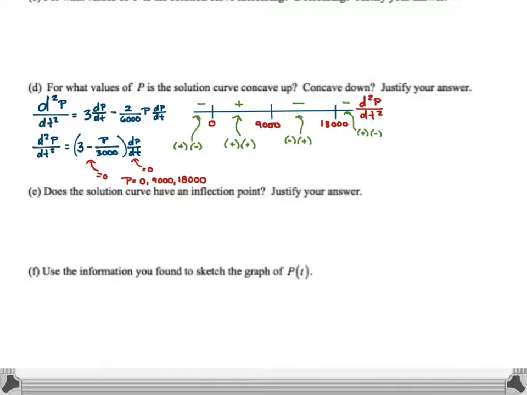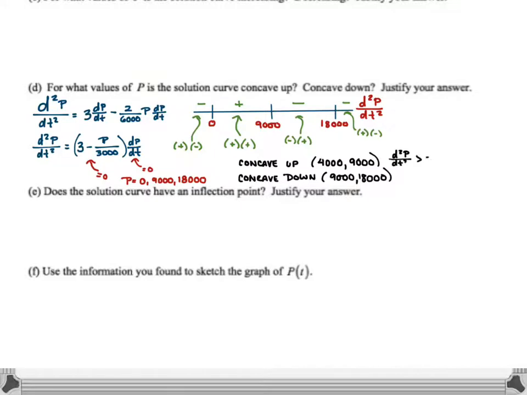But remember, I'm only looking for the interval 4,000 to 18,000, so I'm concave up from 4,000 to 9,000, and then I'm concave down from 9,000 to 18,000.